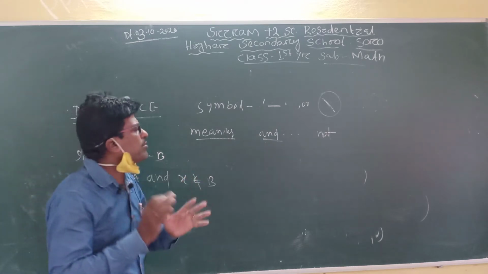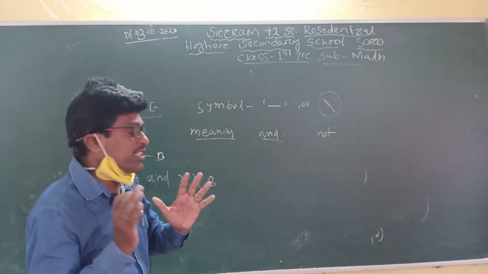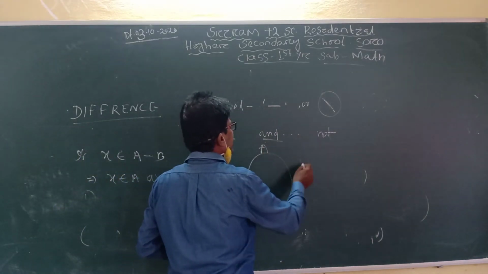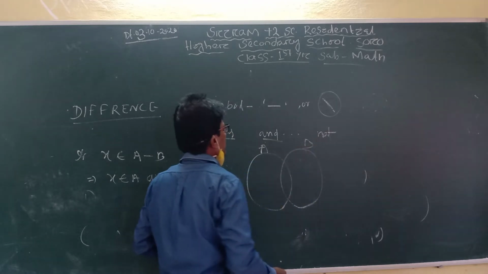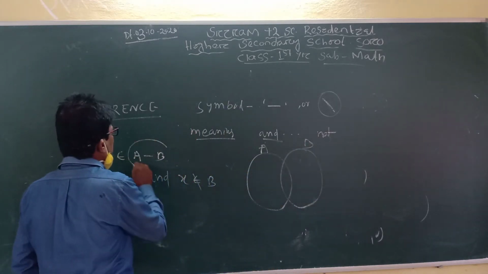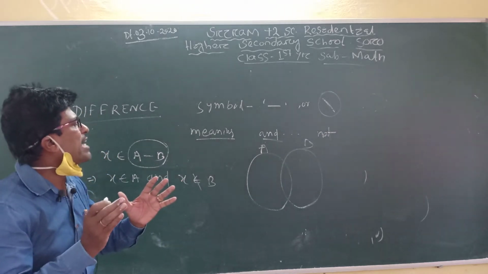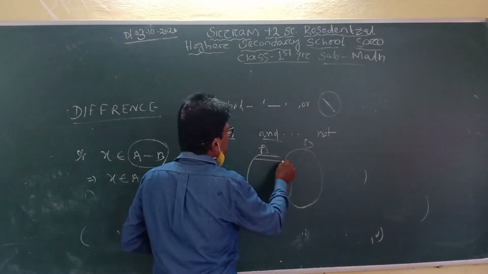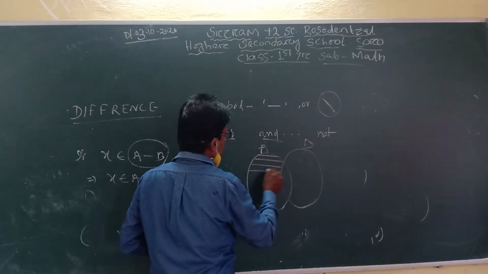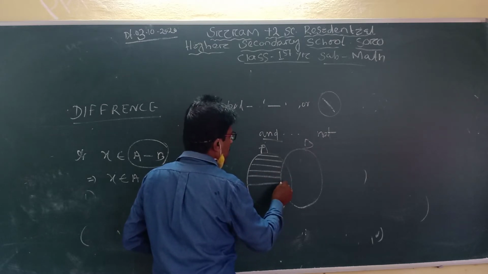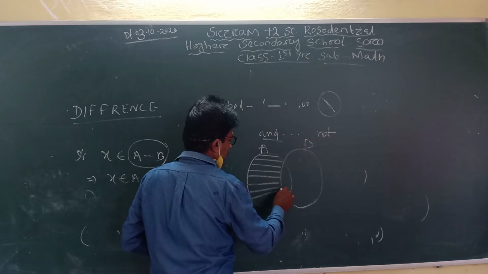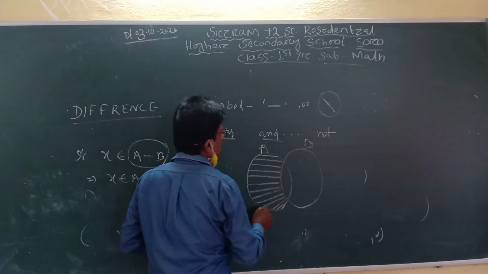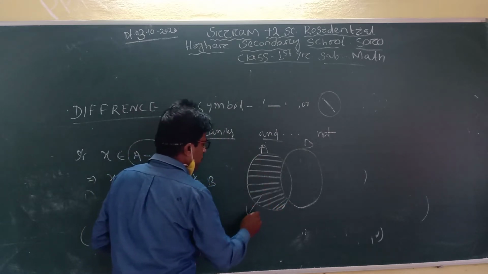Look at the Venn diagram. When I draw the Venn diagram, you will clearly understand this fact about the difference. That is A, that is B. For A difference B, I am going to shade that part, the part that belongs to A only, not B. Only A, not B. That symbol is used for A difference B.